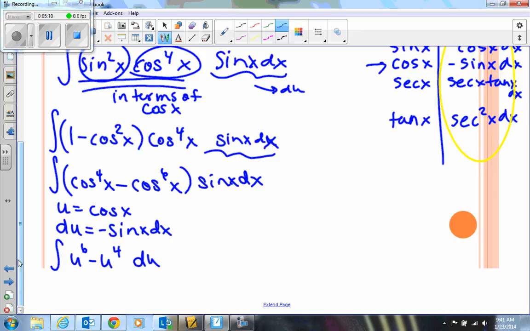Why did I switch my order for u to the 6 minus u to the 4? Why did that switch? Because of this negative, right? So when I pull out the negative over here, it would be a negative du equals sine x dx, then the negative distributive would flip-flop that over.